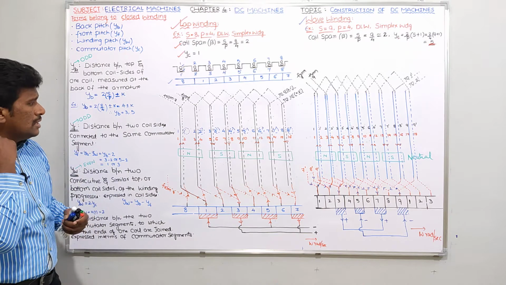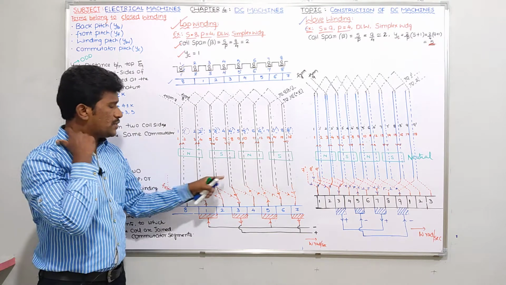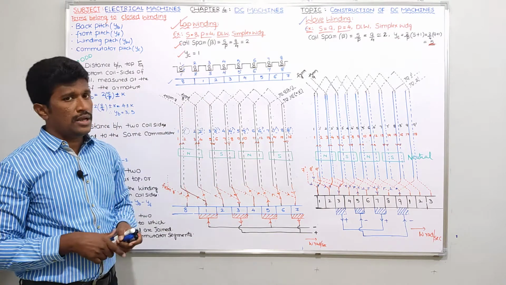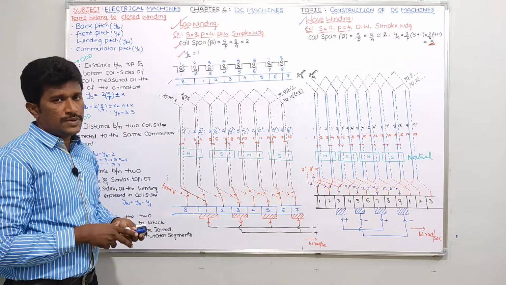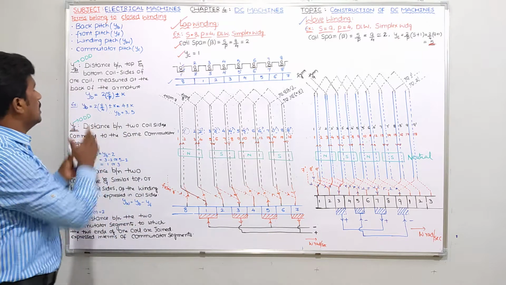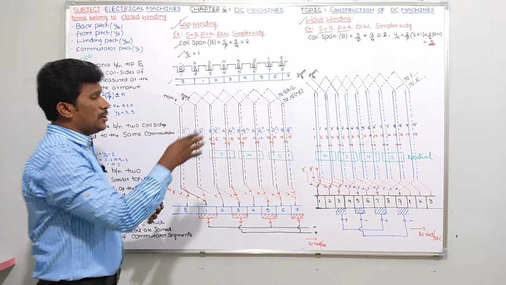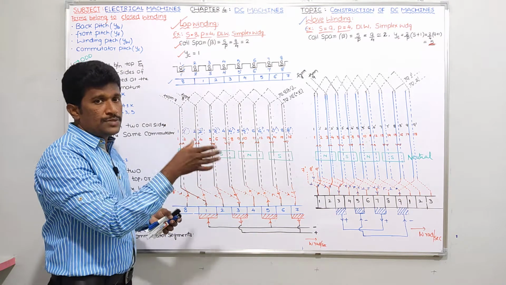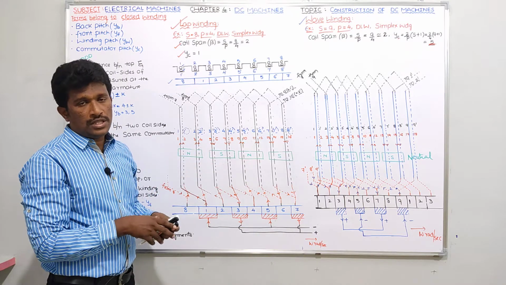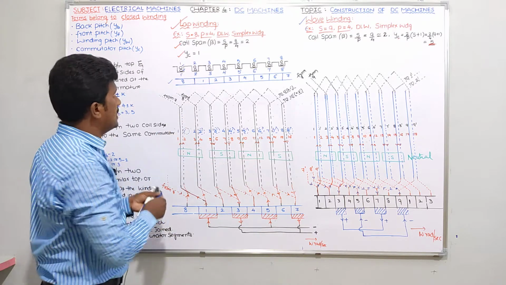Before that, these things were already explained in the last video on lap winding and wave winding. But anyway, let me explain in brief, so that I can go on to back pitch, front pitch, winding pitch, and commutator pitch. As I told you in the video before last, I explained lap winding. I have taken this example.